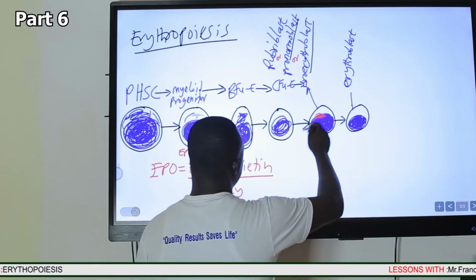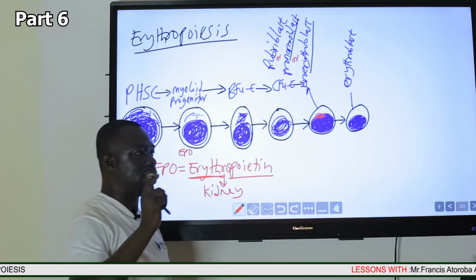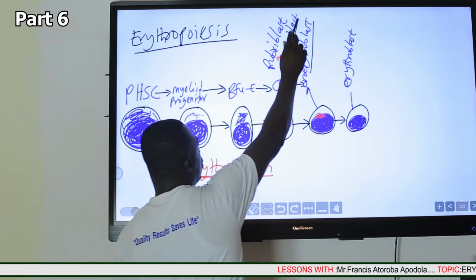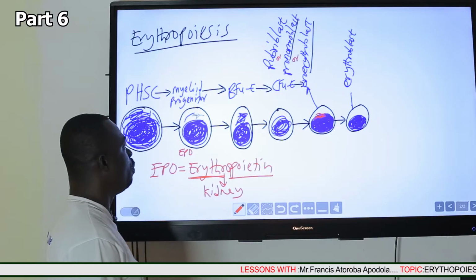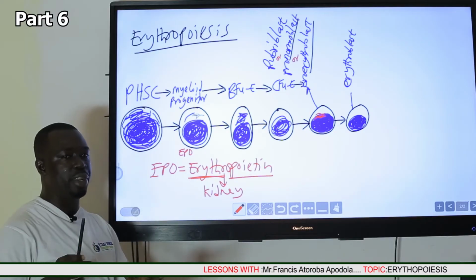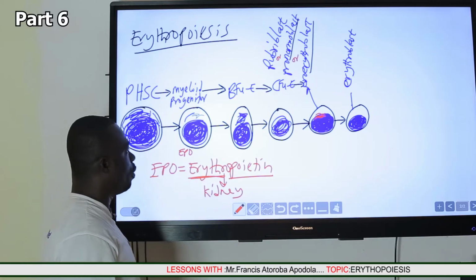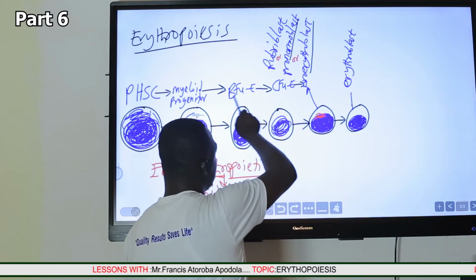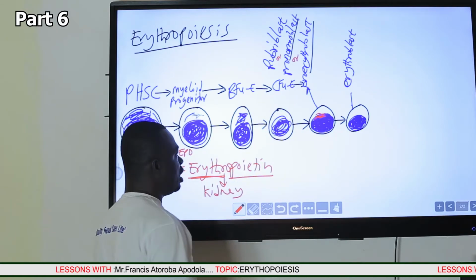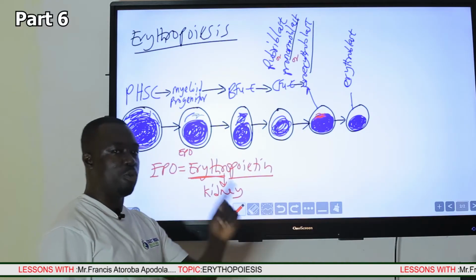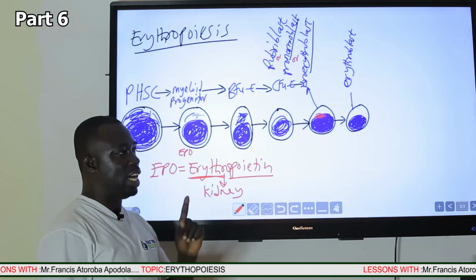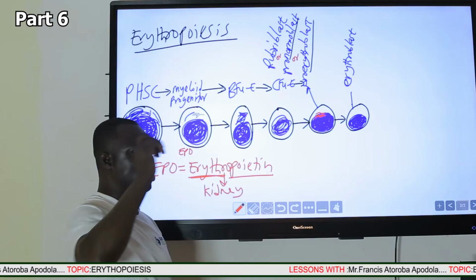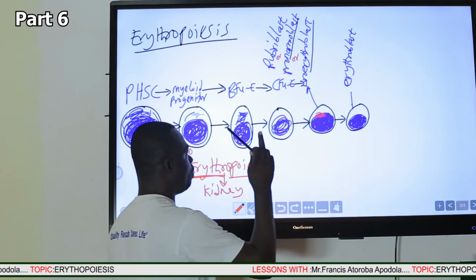Now, the colony forming unit erythroid will give rise to the first recognizable precursor in the RBC lineage, and this is called the proerythroblast or the pronormoblast. In the rubric nomenclature, it is called the rubriblast. Notice that the burst forming unit and colony forming unit, or all the stem cells that we will be mentioning in this lineage, are committed to the production of only one type of cell, the red blood cell. That means these stem cells are unipotent stem cells. They have only one potential.